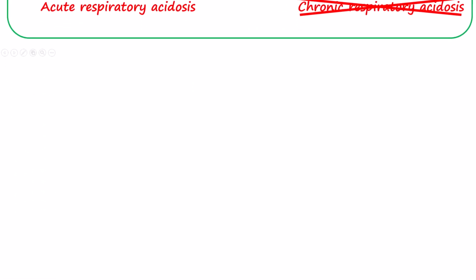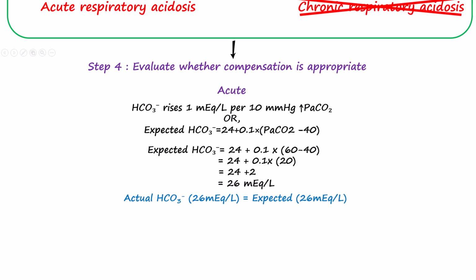Finally, we move on to step 4 to check the adequacy of compensation. Since it is a case of acute respiratory acidosis, the compensation follows the same formula we use to cross-check the acuteness of the condition. With the expected bicarb matching the measured level, the compensation is appropriate for the acute respiratory acidosis. So it is a case of simple acute respiratory acidosis with no evidence of additional metabolic disorders.